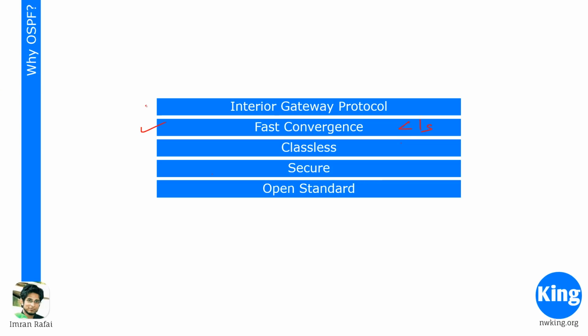OSPF is an IGP, we discussed that. It is classless. Now, if you remember, RIP is classful. So even if you had a CIDR notation of, let's say, a class A IP address with /24, it wouldn't accept that. If you type an IP address of 10.1.1.0 /24, it would just consider it as the 10.0.0.0 network because it considers the whole network.